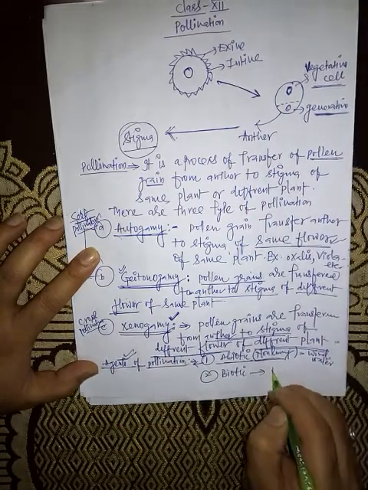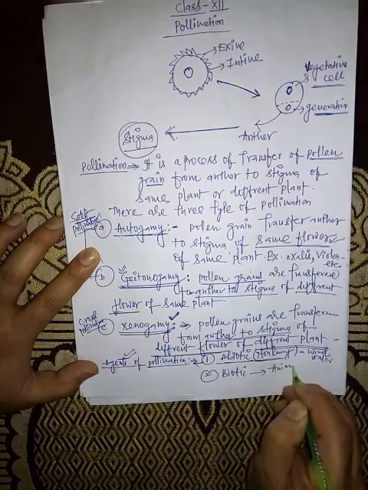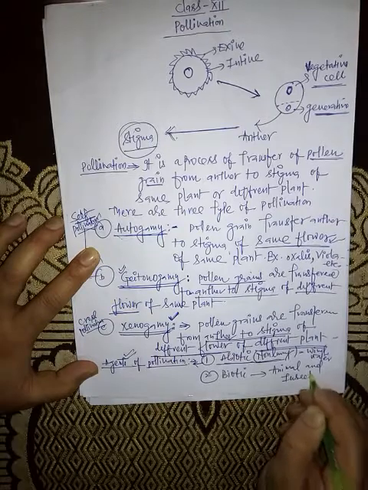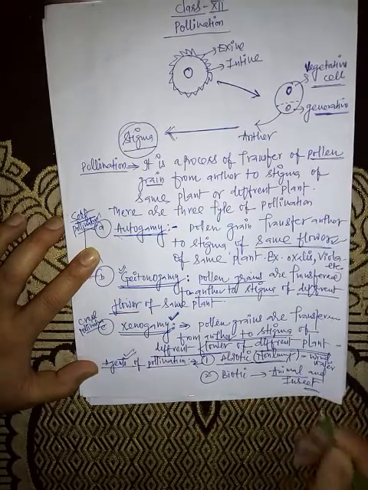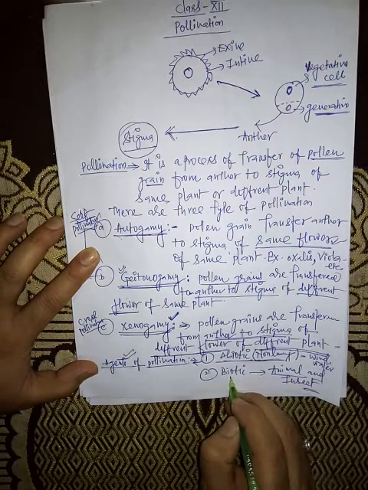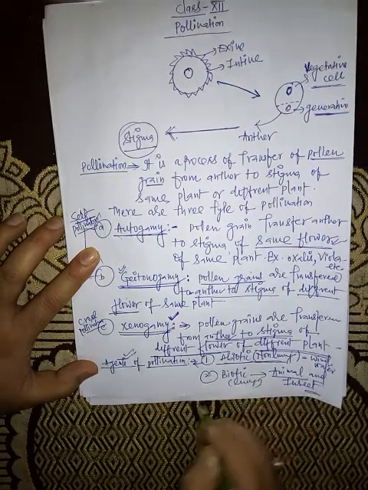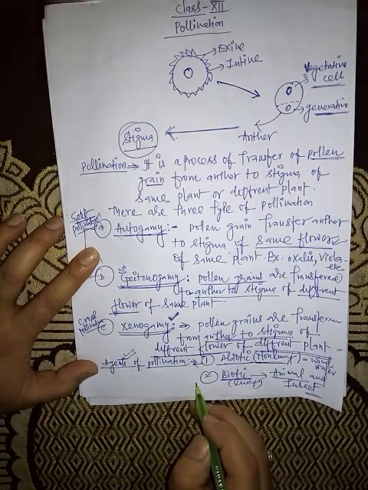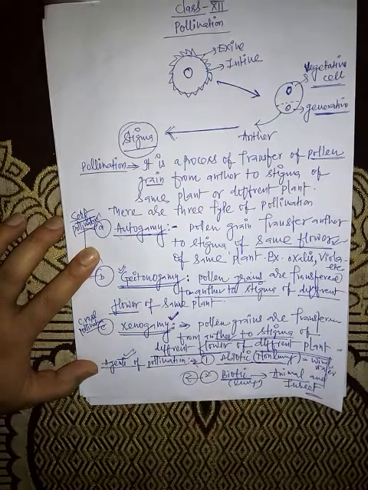And animals and insects both help in the transfer of pollen grain from anther to stigma. These are the living agents. So all these types of living agents which help in the transfer of pollen grains from anther to stigma, we place inside the biotic agents.